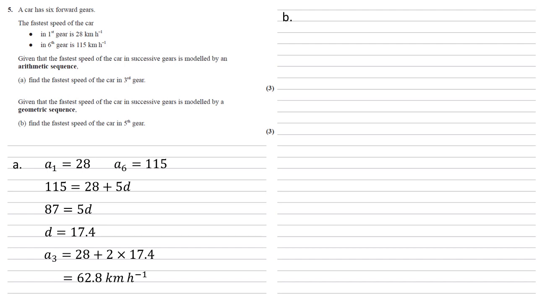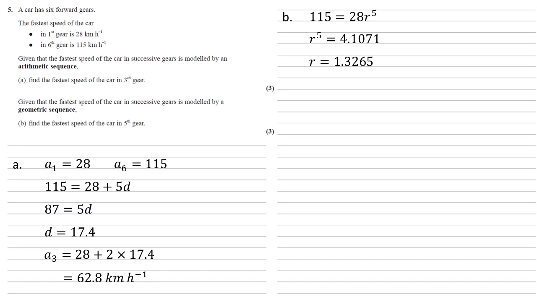So if it's a geometric sequence, it means each term is multiplied by a common ratio to get to the next term. So our sixth gear, 115, must be equal to 28 times by this common ratio 5 times, so r to the power of 5. Dividing both sides by 28 gives us that r to the power of 5 is 4.1071. So fifth root of this means that r equals 1.3265.